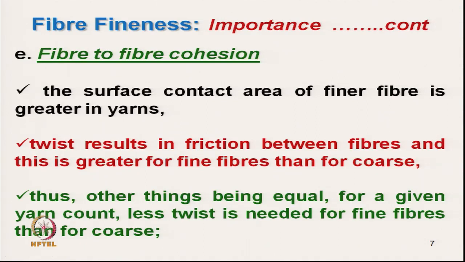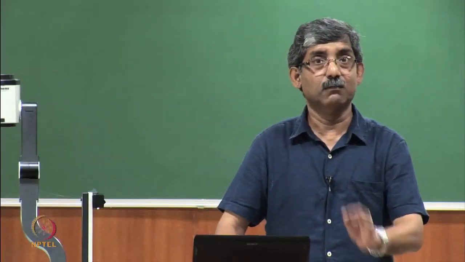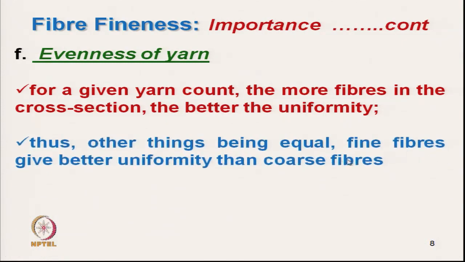And this less twist will result in better look, better luster, better uniformity, less hairiness, and better wickability. Okay, it will even give the equivalent strength. Okay, and evenness of yarn. So, yarn evenness increases with the decrease in fiber diameter, because the number of fibers in the cross section is more when we use finer fiber for the same yarn count. So, for a given yarn count, the more fibers in the cross section, the better the uniformity. Thus, other things being equal, fine fibers give better uniformity than coarse fibers. Coarse fiber gives less uniformity.